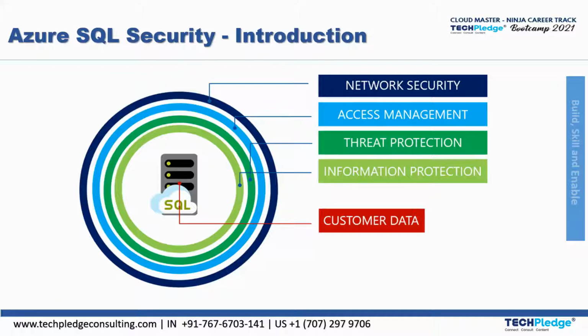So the third layer is threat protection. It helps in maintaining compliance with security standards by recording database events to an audit log in a customer's own Azure account or a storage account. It allows users to monitor ongoing database activities, as well as analyze and investigate historical activities that may have taken place, in order to identify potential threats or suspected security violations.